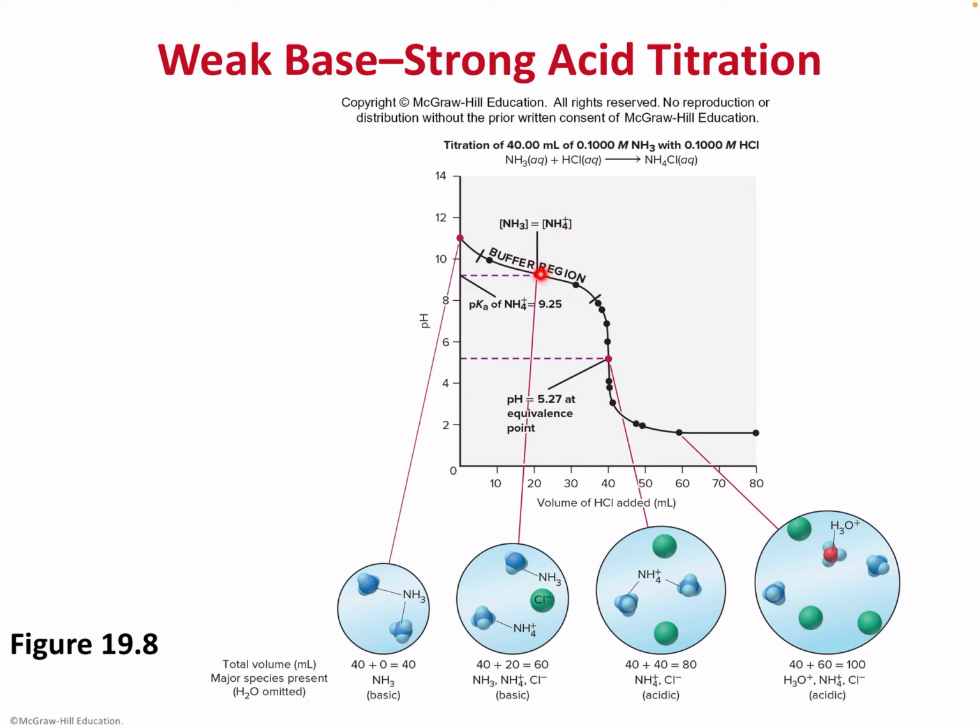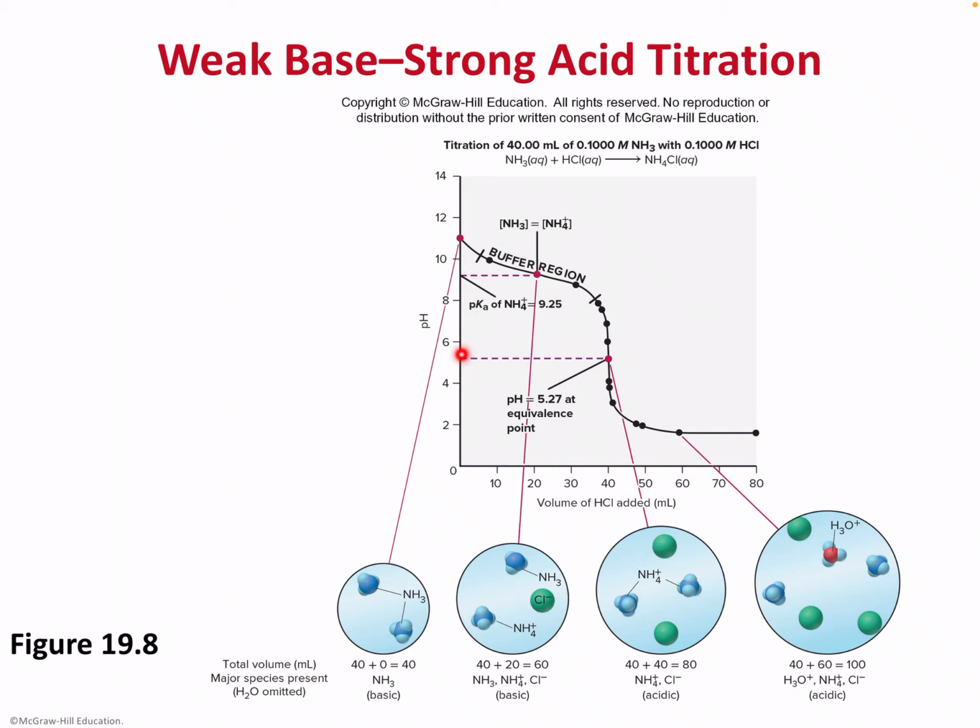Okay, and then if you take the midpoint of the buffer region, you can find out the pKa of the ammonium ion, 9.25. pH is equal to the pKa of the ammonium ion. And then the pH drops and reaches the equivalence point.